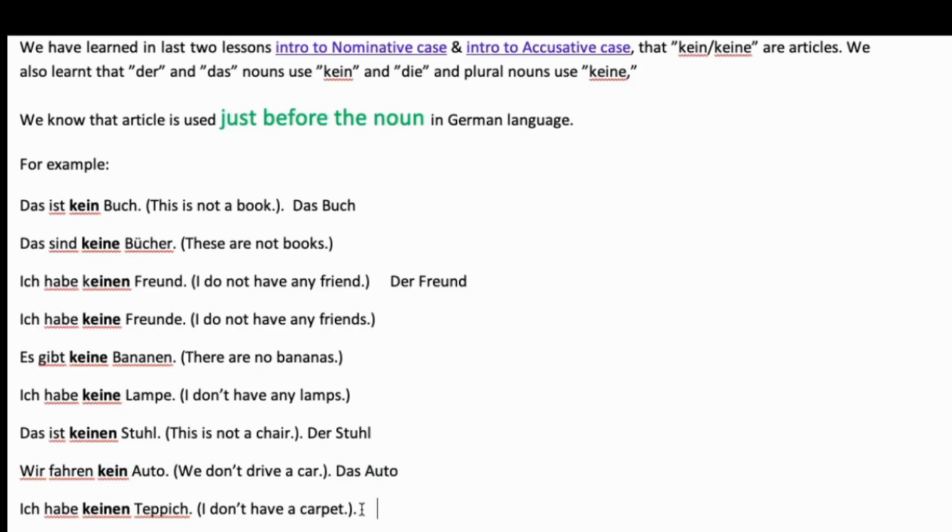So if I want to write here the definite article, what should it be for Teppich? Teppich means a carpet. It should be der Teppich, and you identify from here keinen. That means this is a masculine noun.